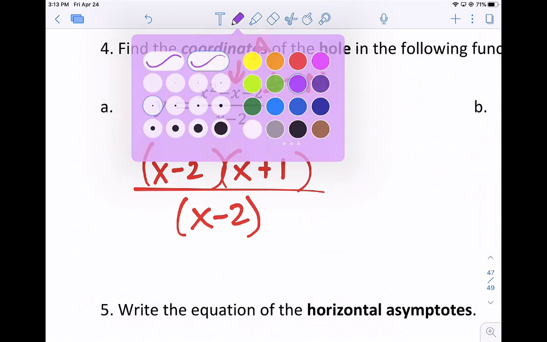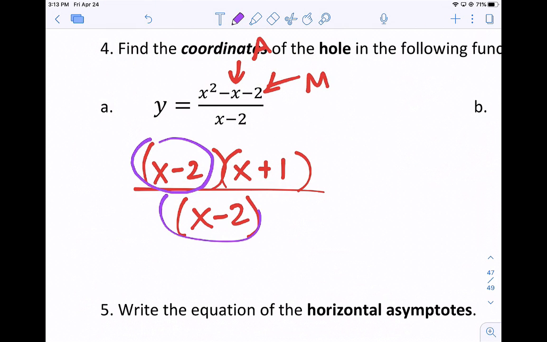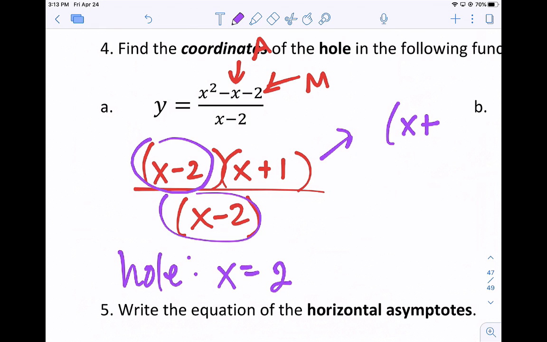A hole is what's the same on the top and the bottom, and what makes them 0. So the hole, the x value is at +2, because 2 minus 2 is 0. All right, so there's the x value. But what remains, the x plus 1 remains.